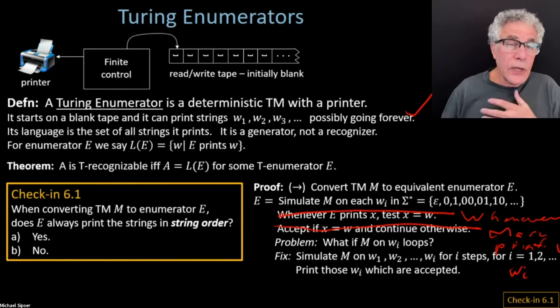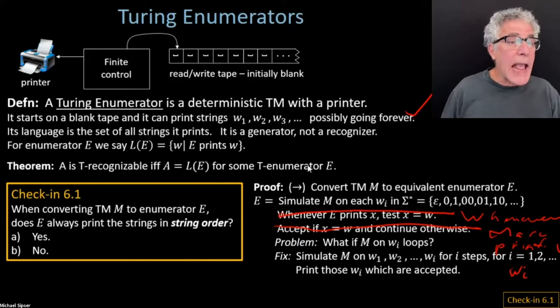So this is relevant to one of your homeworks, because what you're going to be asked to show is that if you start with a decidable language instead of a recognizable language, then you can make an enumerator which always prints out things in order, in the string order.